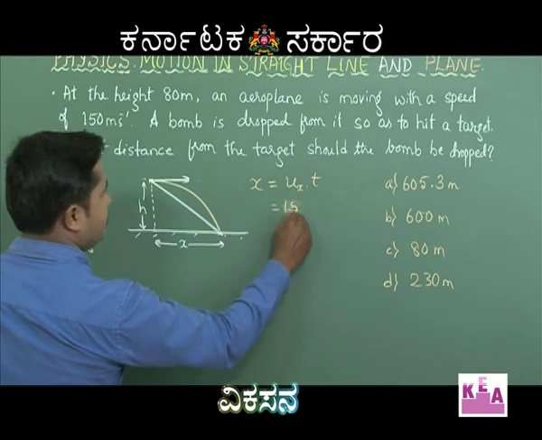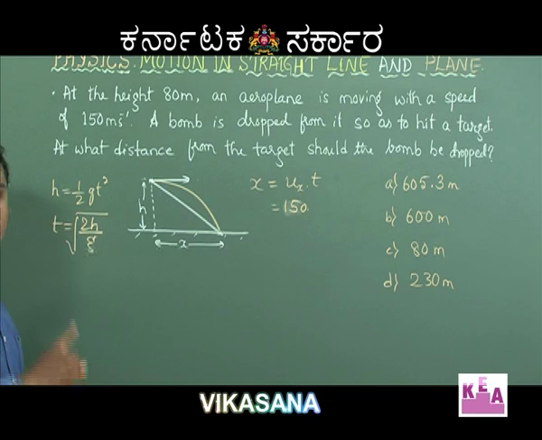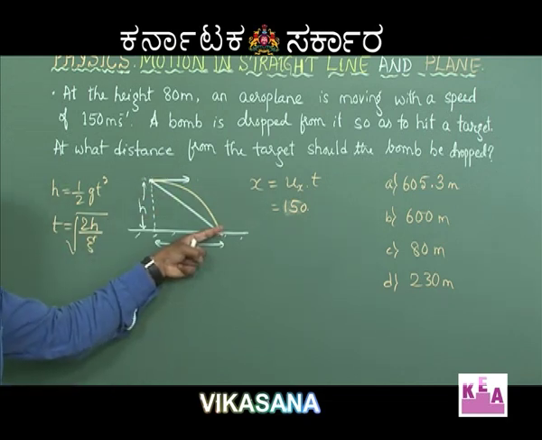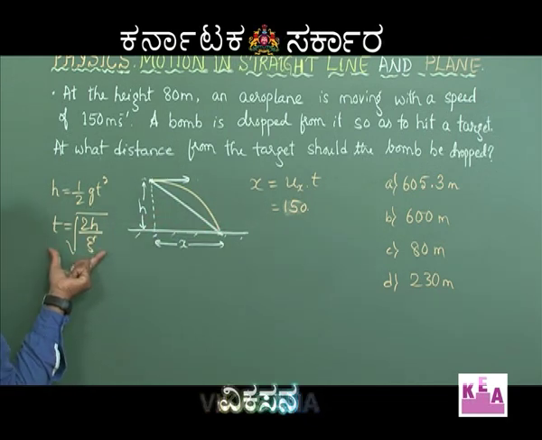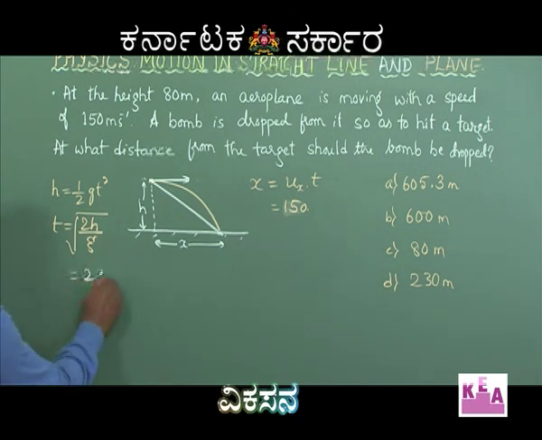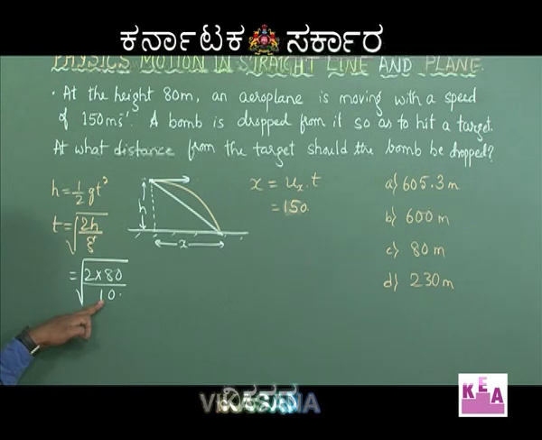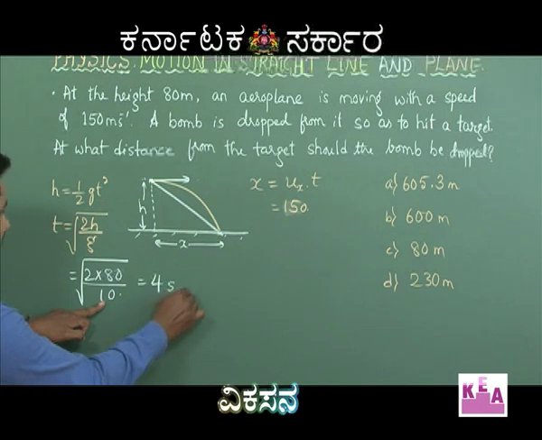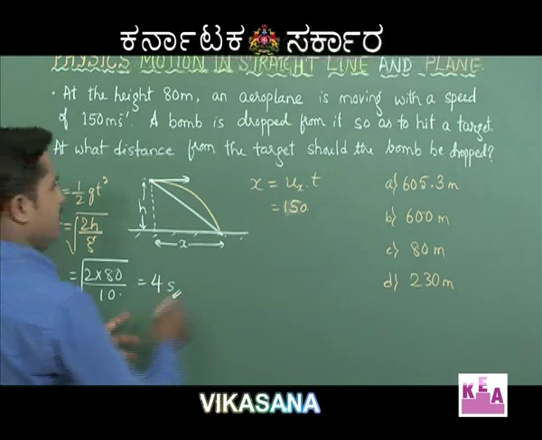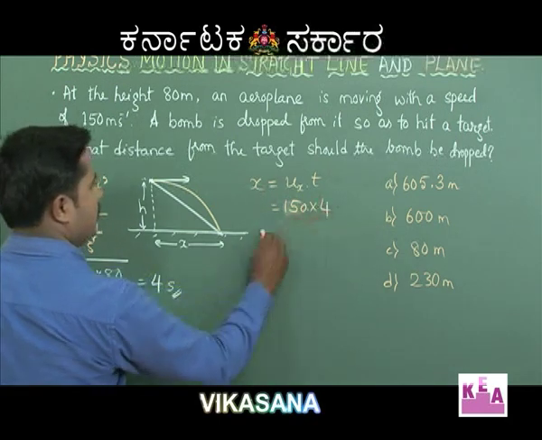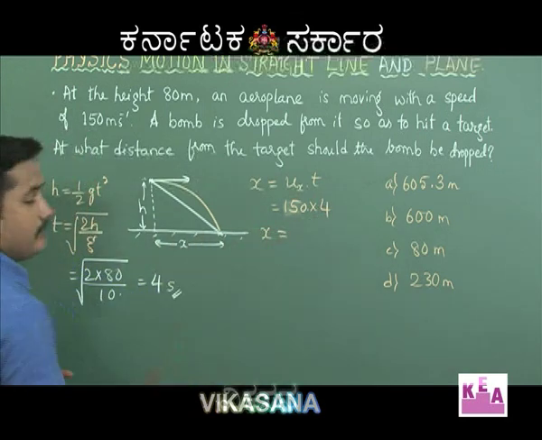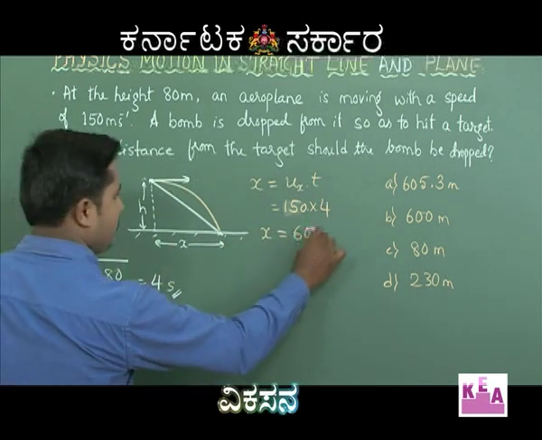Horizontal velocity is 150 into, what about the time taken to reach the ground? As I have already discussed, you can calculate using the formula root of 2h by g. So for the plane, root of 2 into height 80 divided by 10. This is root of 160 by 10, root of 16, which is 4 second. So time is 4 second, and this will be 150 into 4. The horizontal distance covered by the bomb is 600 meter.